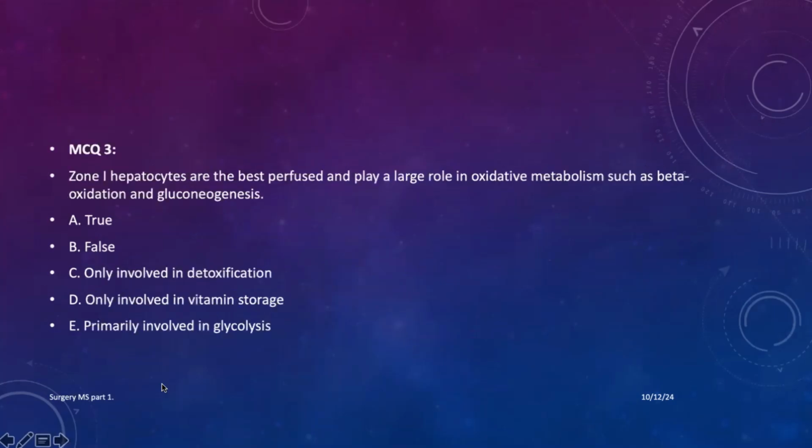So the third MCQ: zone 1 hepatocytes are the best perfused and play a large role in oxidative metabolism such as beta oxidation and gluconeogenesis. Is it true or false?